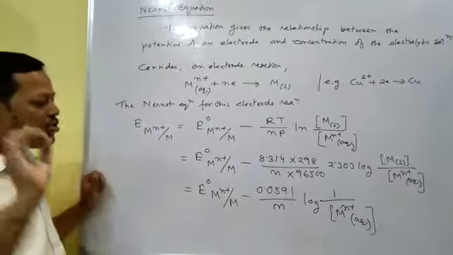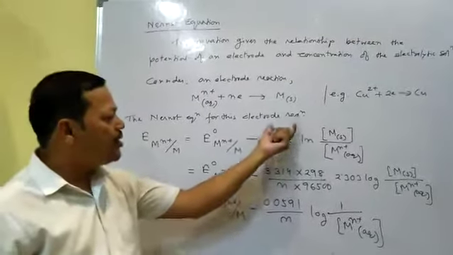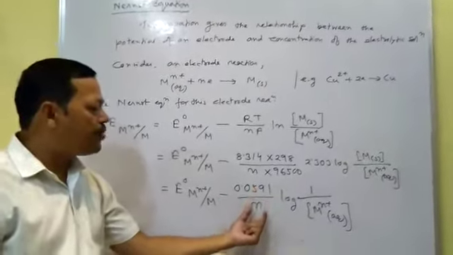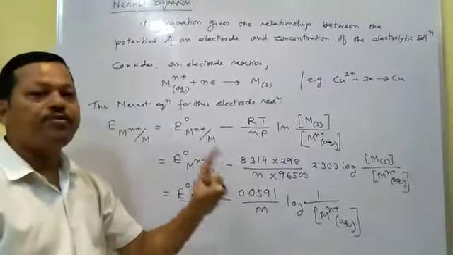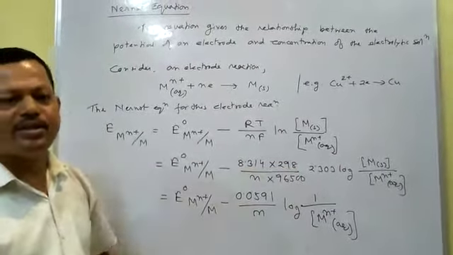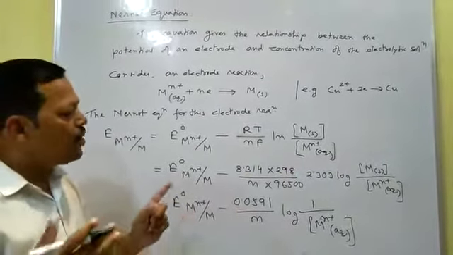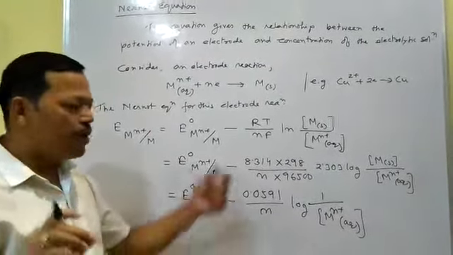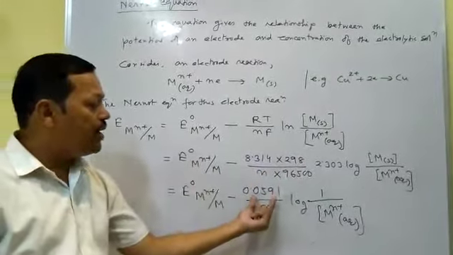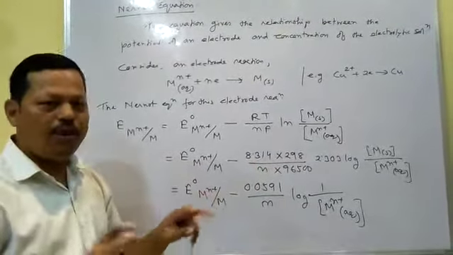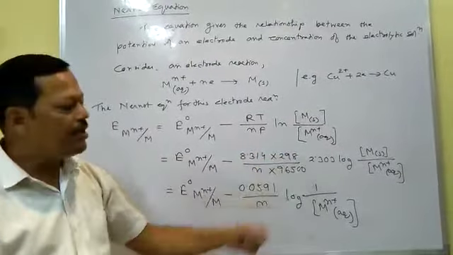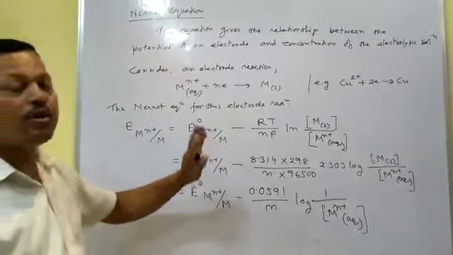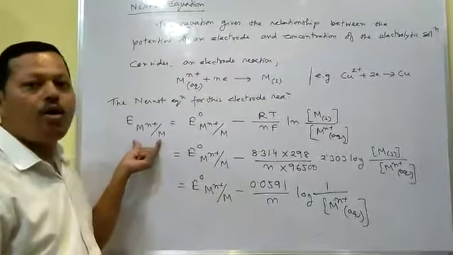So when you use the Nernst equation, there is no need to write RT by nF this way. Directly you can put the standard potential minus 0.0591 divided by n log of this term, if the temperature is given as 25 degrees Celsius. Normally in a question the temperature is always mentioned as 25 degrees Celsius. If the temperature is different, you will get another value, but normally the temperature is always given as 25 degrees Celsius. So in this way, by using the Nernst equation, you can find out the potential of an electrode.